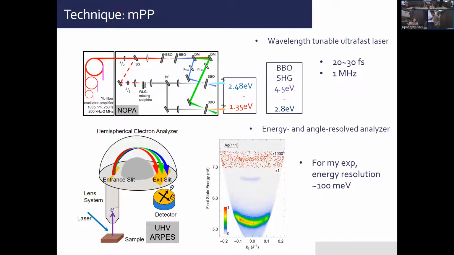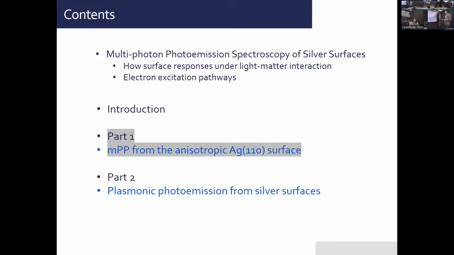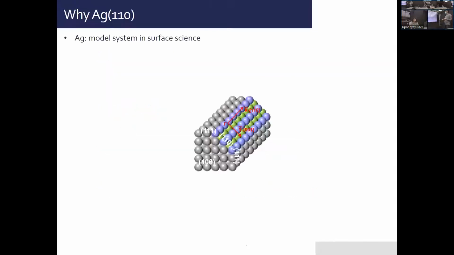After the laser is shined onto the sample, we can collect the photoelectrons and analyze their energy and parallel momentum, and we get a photoelectron spectrum. This is the energy axis, and this is the parallel momentum axis. We can see different peaks, which come from either surface states or bulk states. Okay, next let's jump into the first part.